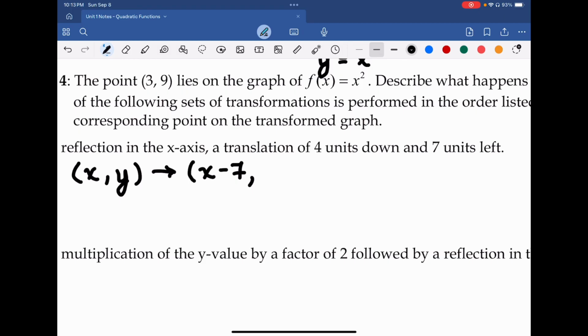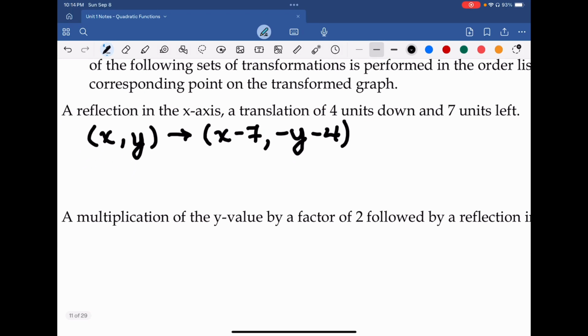Now we're going to put a comma, because that's all that happens to x, it just goes 7 units left. In terms of the transformations that happen on y, we know it's going to be negative y because it's a reflection first and foremost. And once it's been reflected, we're going to go 4 units down. So negative y minus 4.